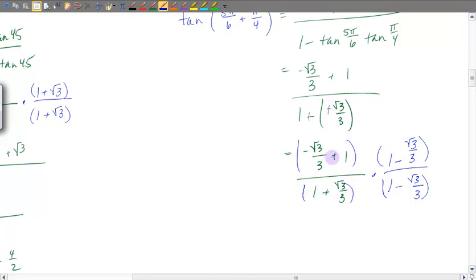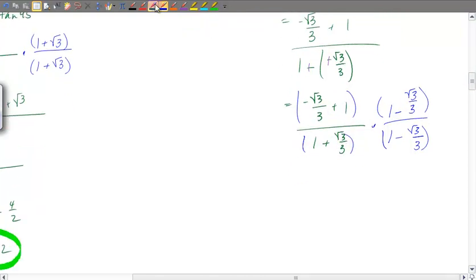In other words, we multiply the numerators together. When I do that, I end up with negative square root of 3 over 3. Now, negative square root of 3 over 3 times negative square root of 3 over 3, right? That's going to give me 3/9, which reduces to be 1/3.